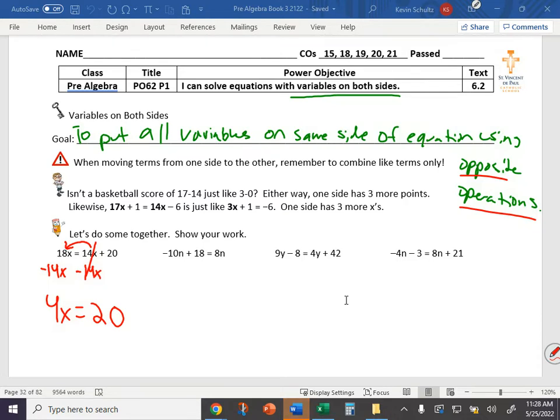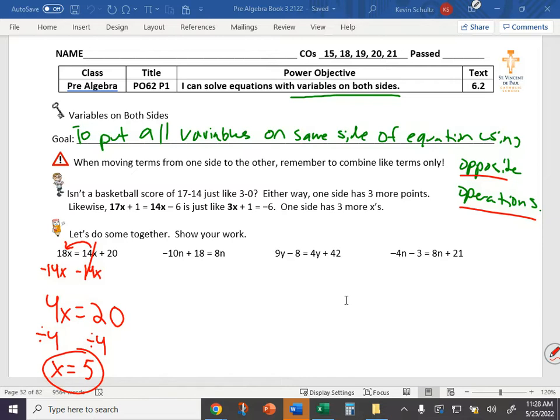Now we want to get x by itself. And so here's where we would then, again, opposite operations, divide both sides by 4 to get it down to 1x, and x equals 5. There you go. You've got variables on both sides. Great. Move them all to one side, and that'll either give you a 2-step or a 1-step equation from there.